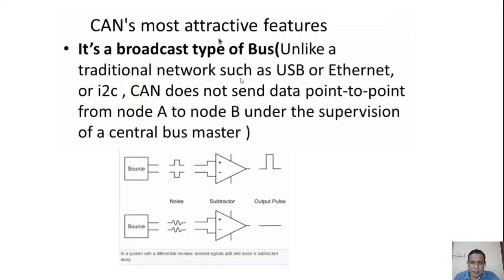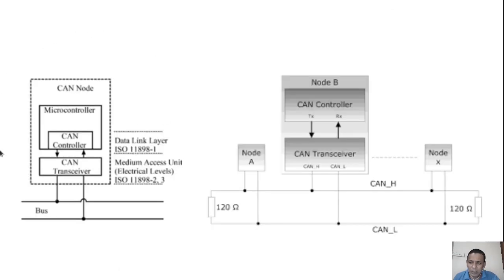Then CAN's attractive feature is that it is a broadcast type bus. You might have seen USB. USB is a point-to-point communication, and Ethernet, all these are point-to-point communication, but CAN does not send data in a point-to-point format. It is not sending data from node A to node B, but it is sending a broadcast type message.